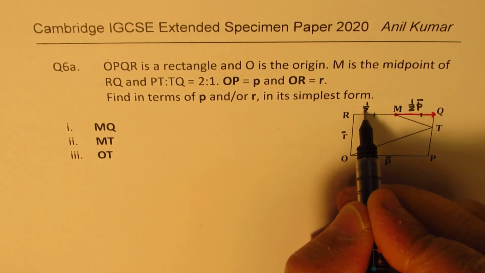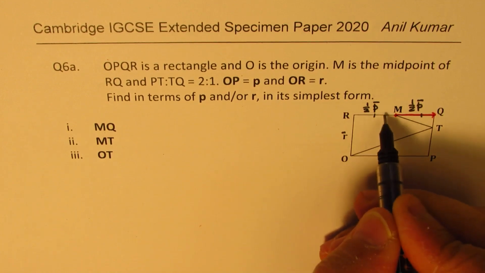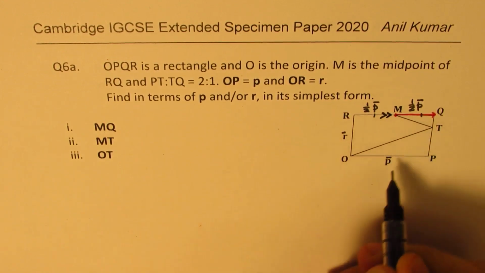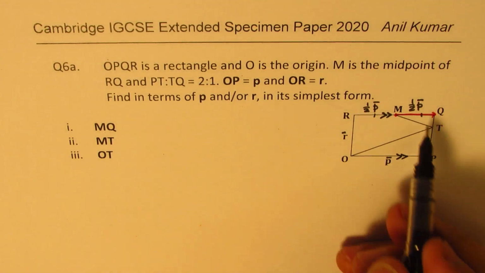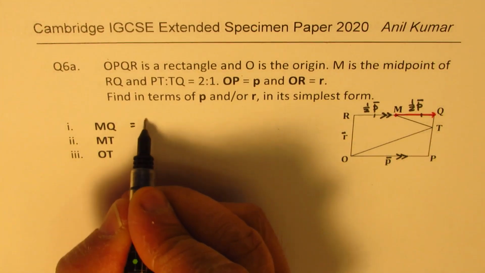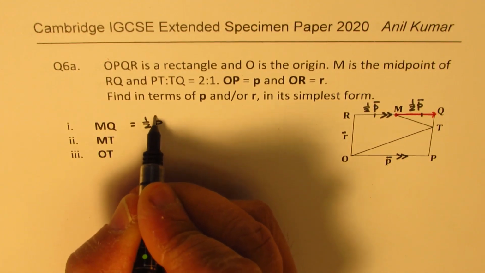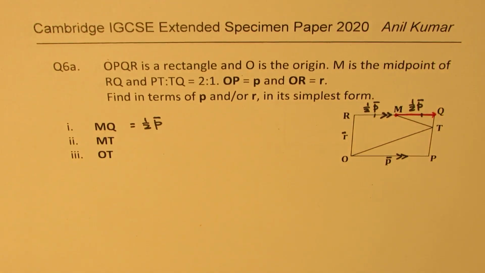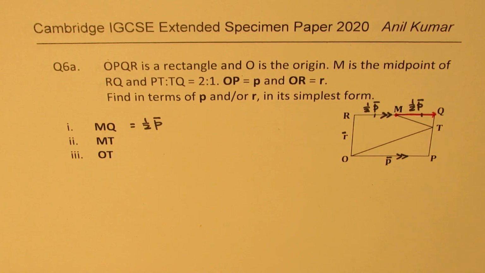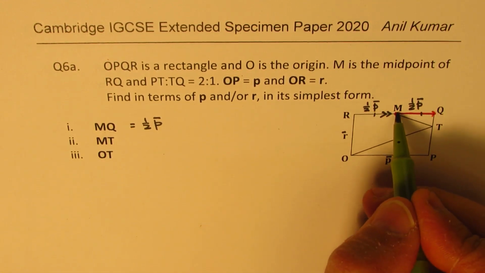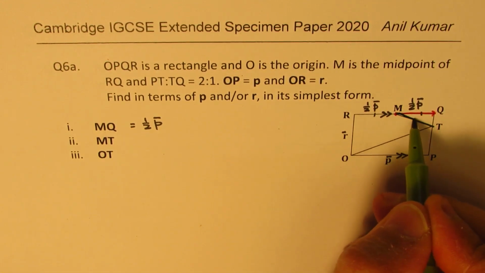RM is also half, it is given, and since it is a rectangle, these two sides are parallel, correct? These two sides are parallel. So MQ is equal to half of p. Is that clear to you? Now we need to find what MT is. So let's highlight MT and then figure this out. So MT we have to find, correct?